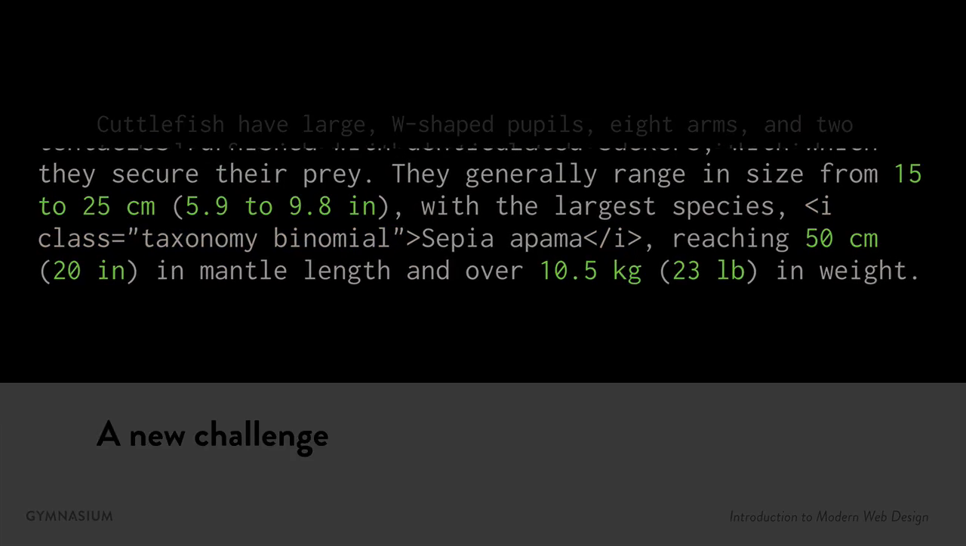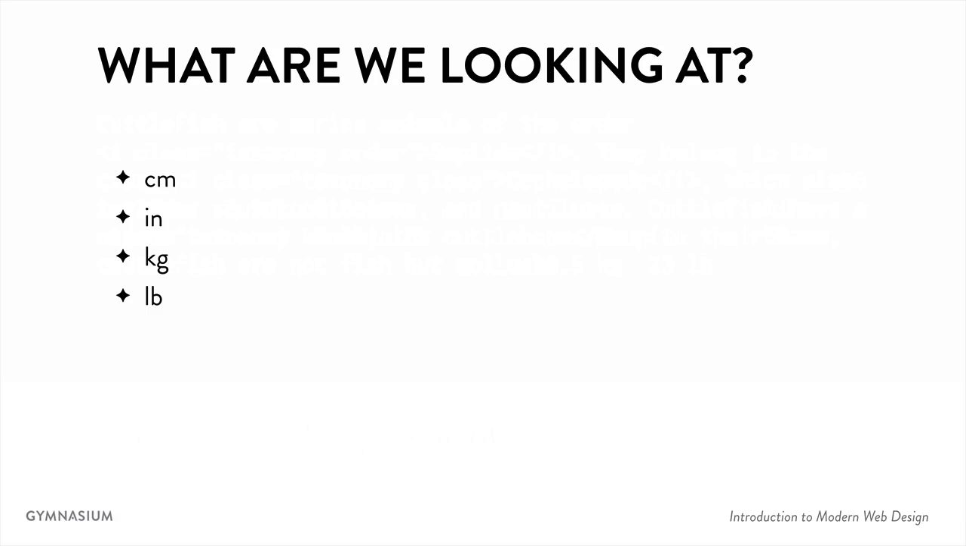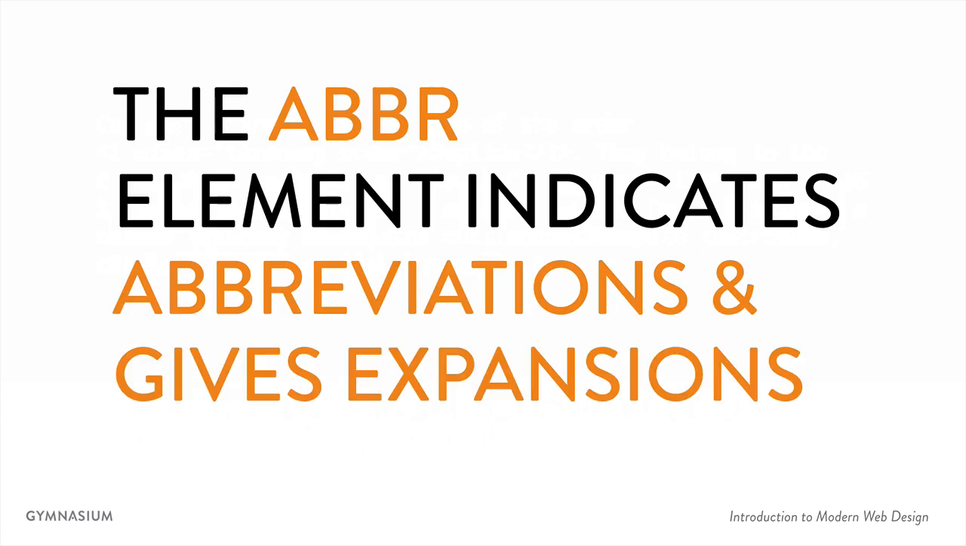So here we have a couple of different phrases that have to deal with measurements. And specifically, we have these abbreviations: cm, in, kg, lb, and when we extract those out, really what those mean is centimeters, inches, kilograms, and pounds. Now in HTML, we actually have an element that allows us to expose this information to users, and that's the abbreviation element, or ABBR. It indicates abbreviations and then gives an expansion for that particular abbreviation.